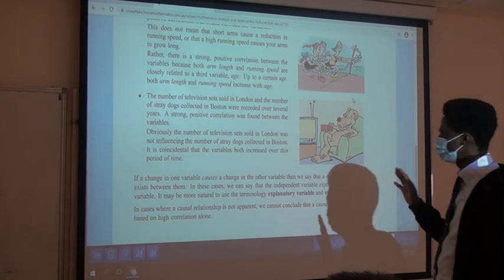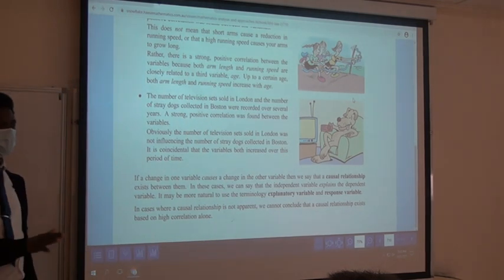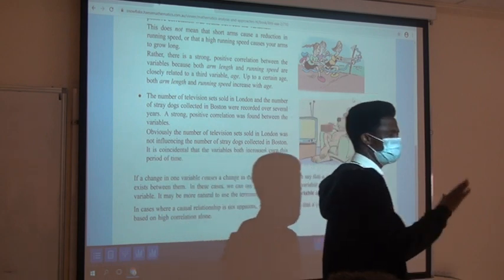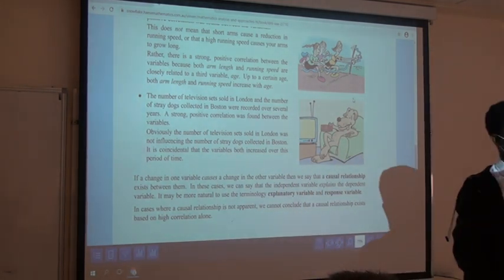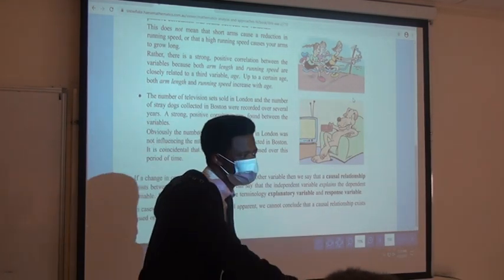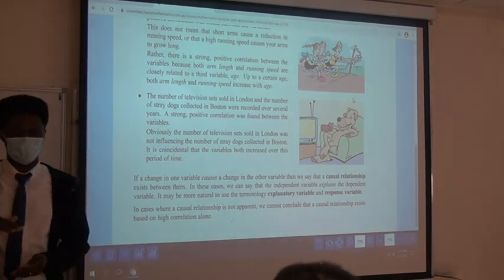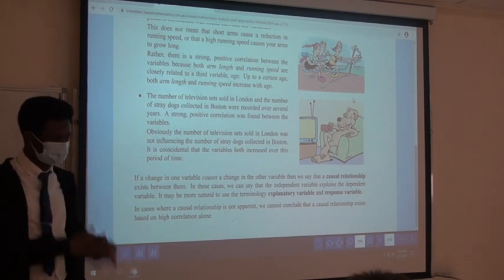If a change in one variable causes the change in the other variable, then you can say there's a causal relationship. One causes the other. I've given an example today. Can someone remind me of one variable that I mentioned today that can cause a change in the other variable? In the few examples that I've given today, we have already talked about a causal relationship.